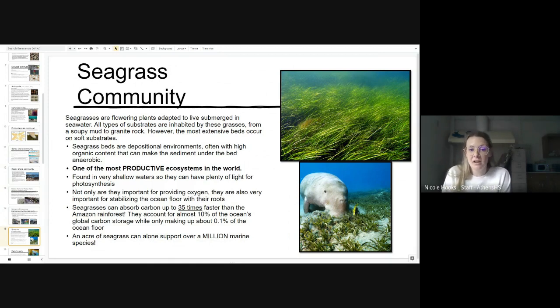They make a bed of very highly organic content and a highly anaerobic environment, but they have a very productive ecosystem. There's lots of things that hide within the grasses. They are found usually in shallow water, so they can produce a lot of photosynthesis, a lot of glucose through photosynthesis. They provide a lot of oxygen along with our phytoplankton to the ocean.